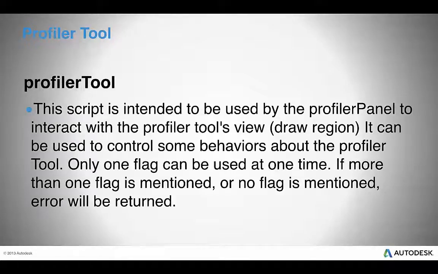The Profiler tool command actually launches the user interface and is used by the Profiler panel to interact with the Profiler tools view, or the drag region within the Profiler window. It can be used to control some of the behaviors of the Profiler, and only one flag can be used at a time. Typically, users wouldn't interface with the Profiler using this command. The main command that you would use if you're going to write scripts would be the Profiler command. It allows you to start and stop the Profiler sampler. It allows you to adjust the buffer size and a few other options.